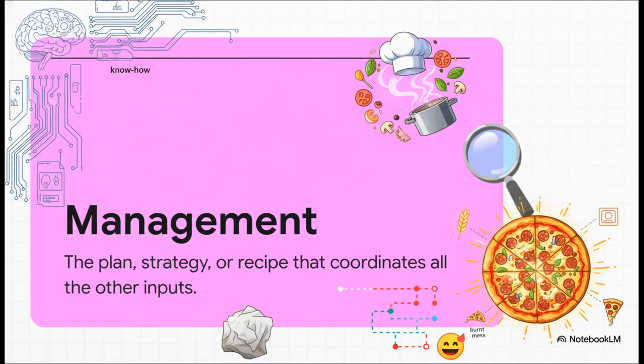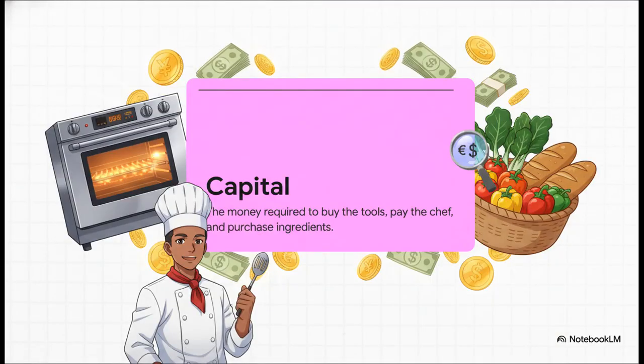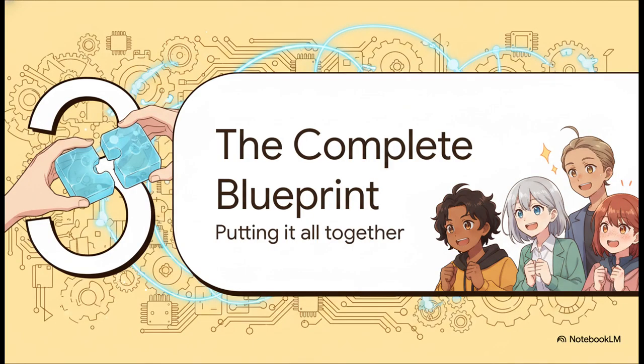It's the how-to. And finally, and this is a big one, none of it happens without capital. That's the money, right? The cash to buy the oven, pay the chef, and keep the lights on. So there you have it. Those 5 things, that's the fuel for your engine. Okay, so we've got the ingredients, we've got the magic box. Are you ready to see how this whole thing just clicks together?